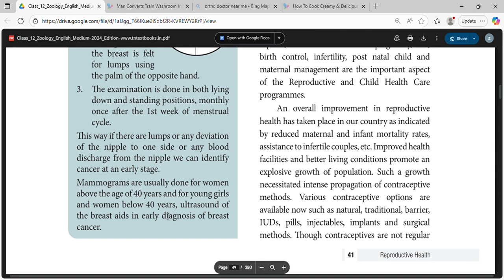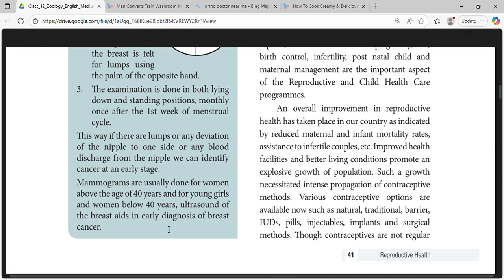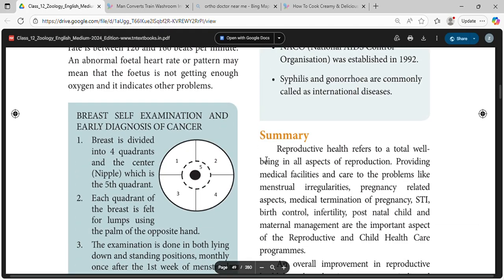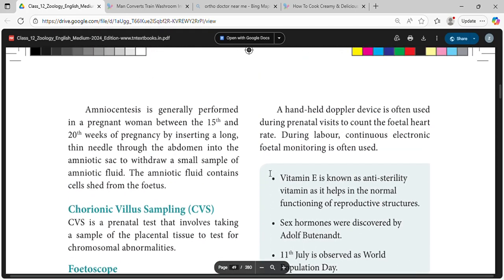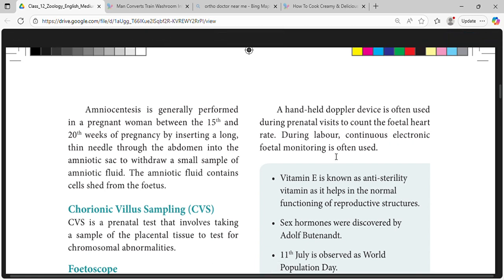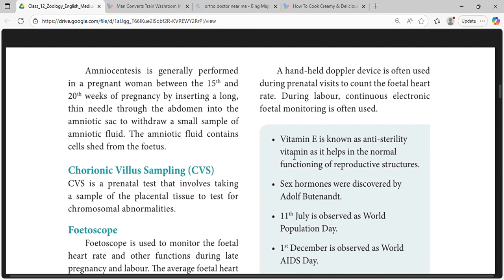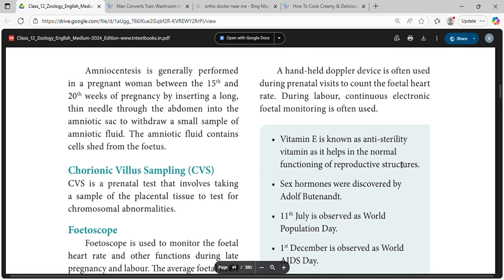Mammograms are usually done for women above the age of 40 years, and ultrasound is used for young girls and women below 40 years. Ultrasound of the breast aids in early diagnosis of breast cancer. A handheld Doppler device is often used during prenatal visits to count the fetal heart rate. During labor, continuous electronic fetal monitoring is often used.